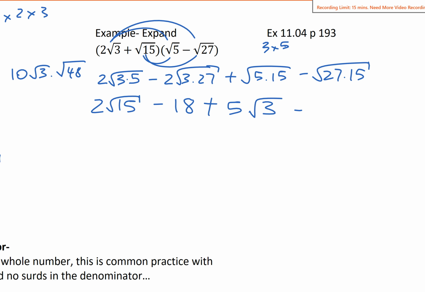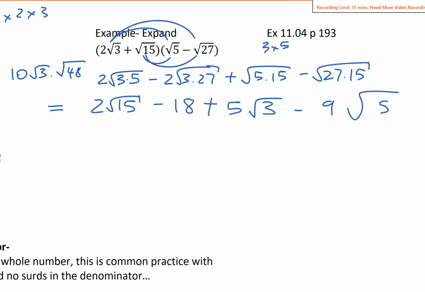Now this one here, 27. Well, I'm going to say that's 9 times 3 times 3 times 5. Is that right? You guys happy with me saying that? 27 is 9 times 3. 15 is 3 times 5. So that's 9 times 9, 9 squared, so that's just 9 root 5, isn't it? Does that make sense? Yeah.